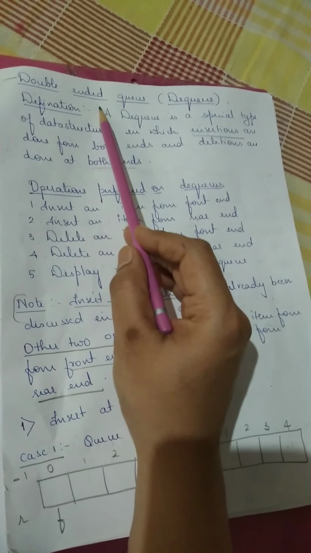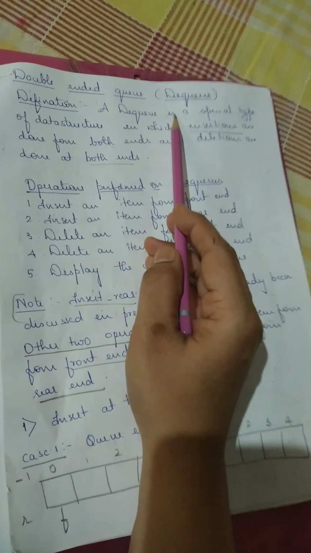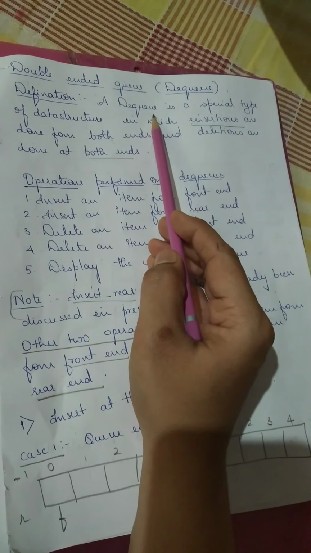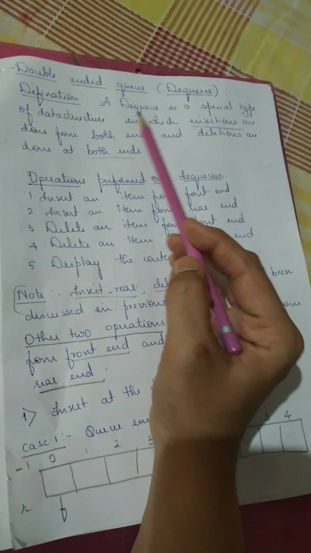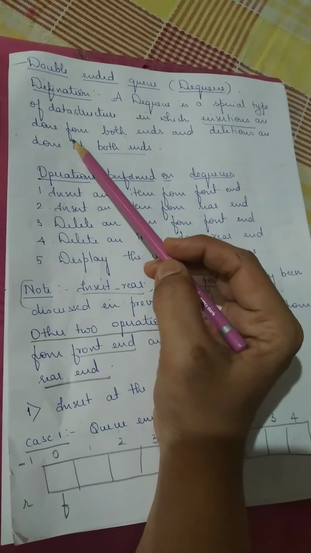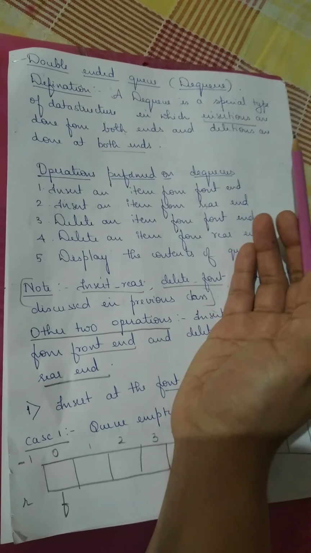Today we'll study about double-ended queue, DQ. The definition of double-ended queue is: a DQ is a special type of data structure in which insertions are done from both ends and deletions are done at both ends.